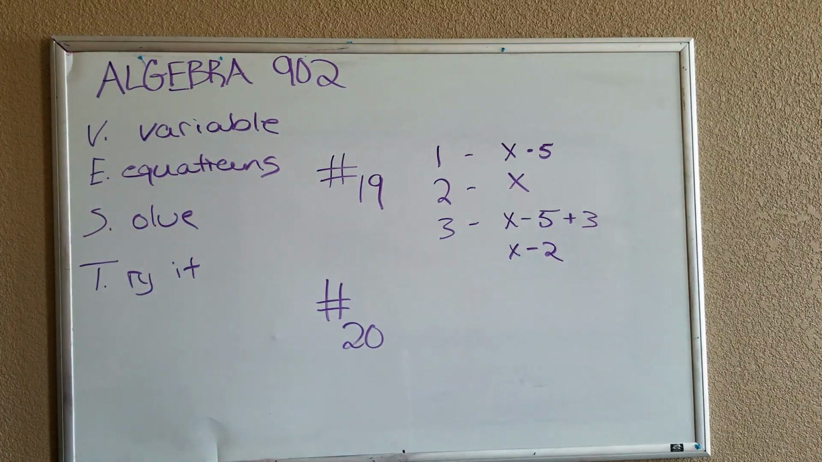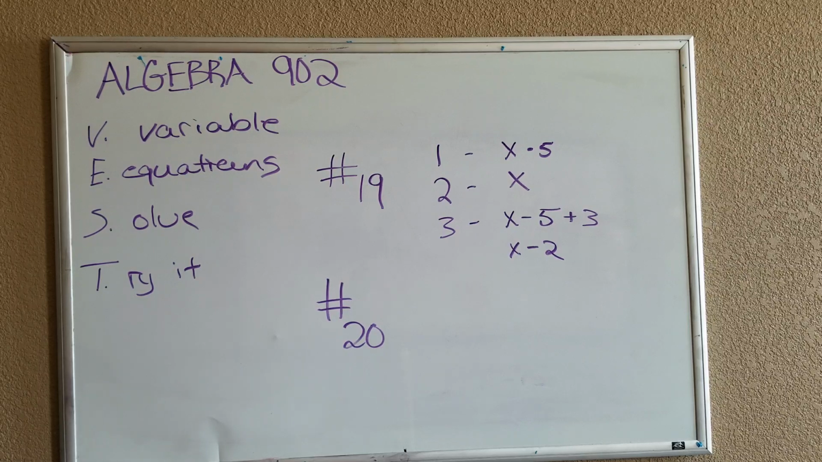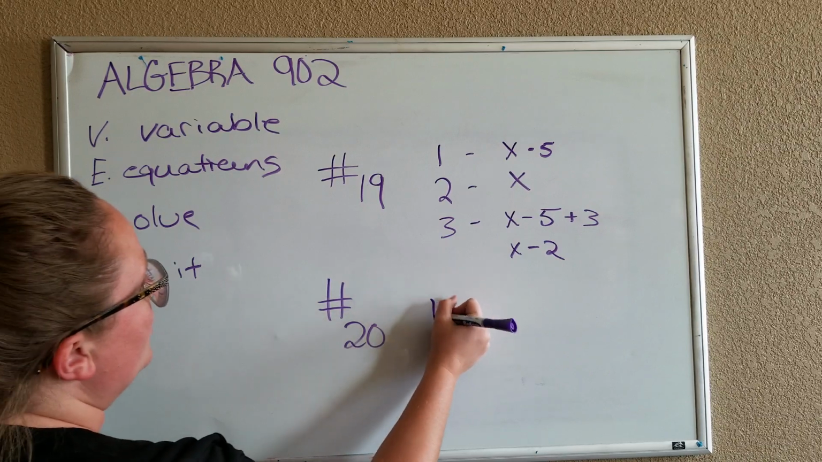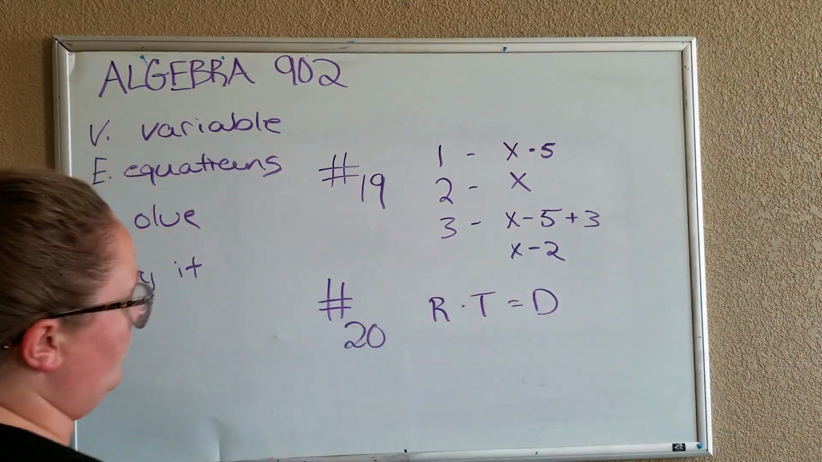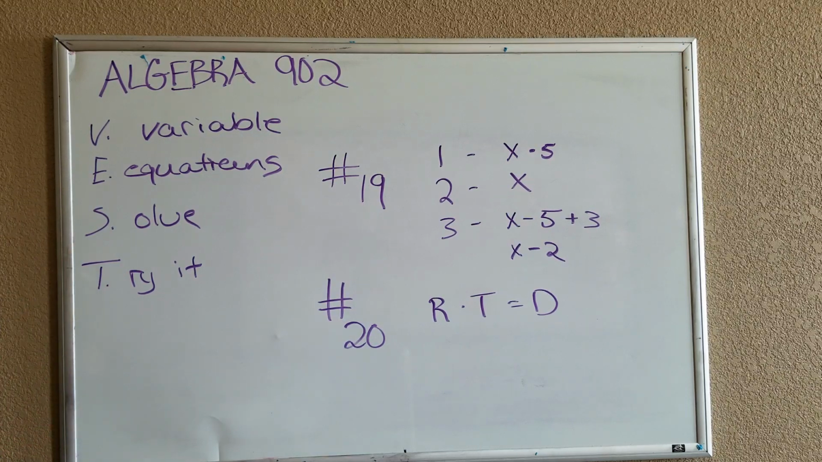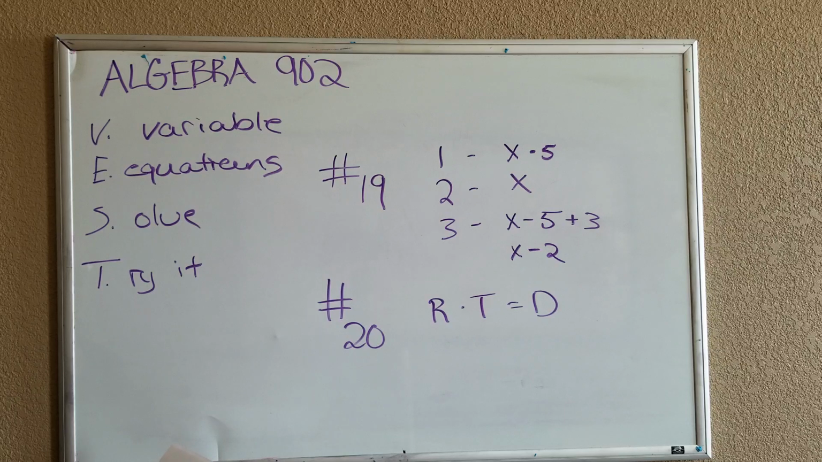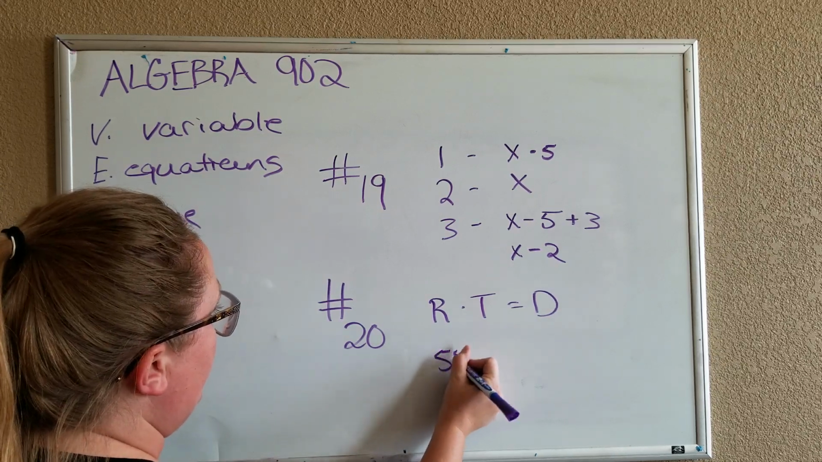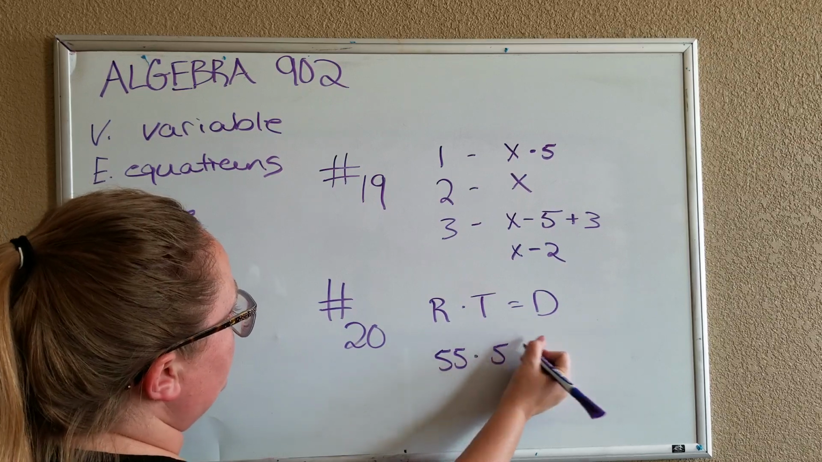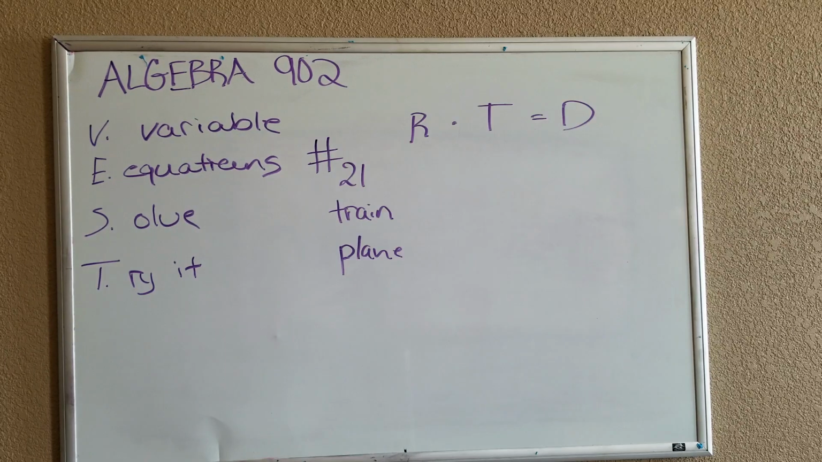All right, number 20. How far does a bus travel in 5 hours at 55 miles an hour? So the formula for any distance problem is rate times time equals distance. So the rate is how fast you're going, your miles per hour. So it says the bus can travel 5 hours at 55 miles an hour. So the rate is 55 miles an hour, and the time is 5 hours. You just have to multiply those straight across, and you'll get your answer.